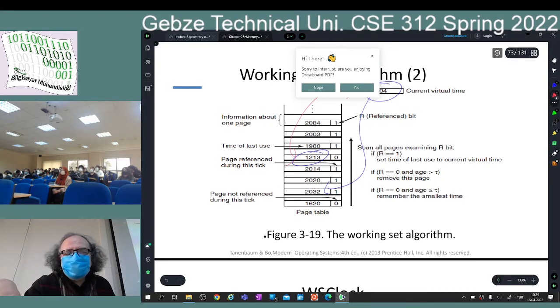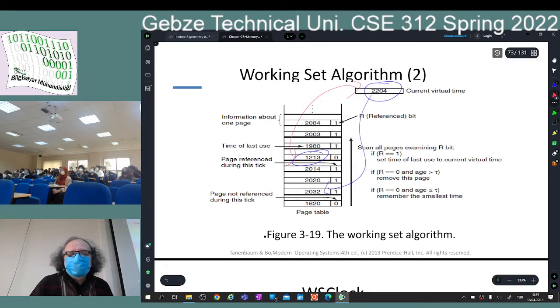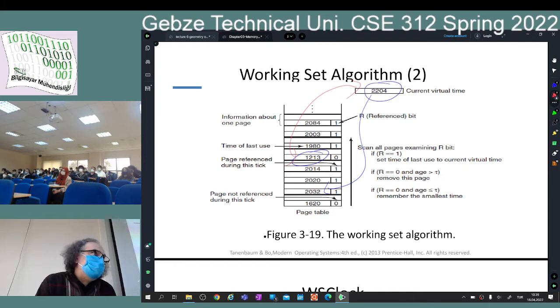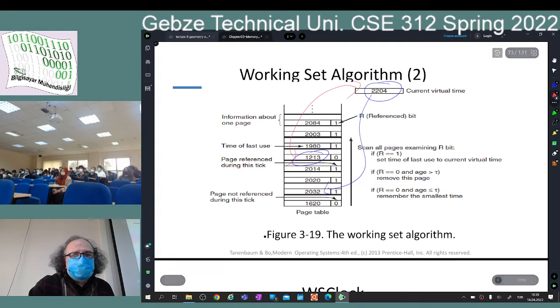Well, maybe I shouldn't. Well, I like it, but I don't like it then. Okay. So 2200 minus 1200. If it is above some threshold, then this page is removable. Okay. I can mark that page as remove that page. Okay. So in this algorithm it says that if that page is old enough, then remove it. Okay. If that page is not that old, then keep that page.